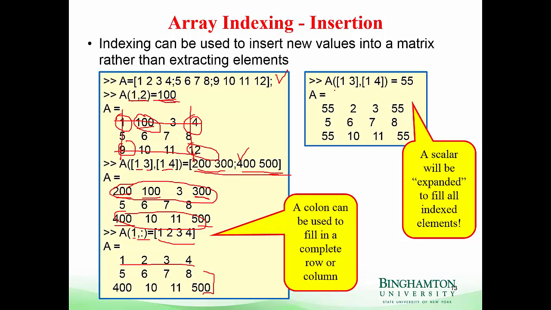Suppose I index an array, but I assign a single number into that array. So technically there's 4 numbers being indexed here, 4 positions being indexed here. But since I only put a single number here, MATLAB has something called expanding. It will expand a scalar out to the appropriate size. So it'll put 55 in all 4 locations. So that's kind of handy as well.